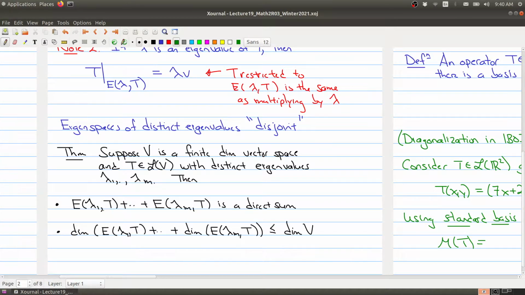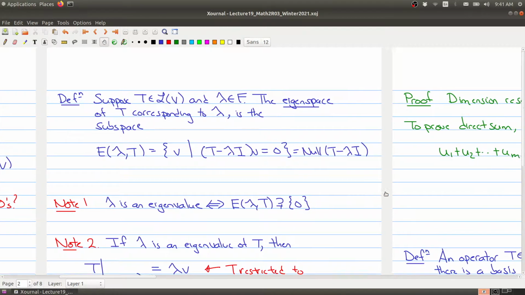Now they have an overlap because they're subspaces, they all contain 0, but other than that, they're actually going to have no particular overlap. So what we want to show is that we actually have a direct sum of the subspaces. Okay, so let's prove that.